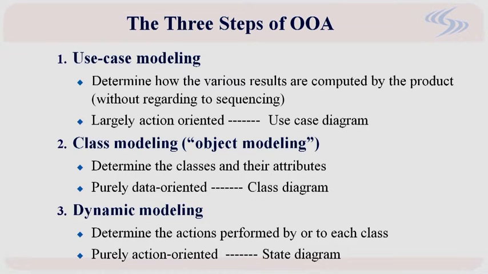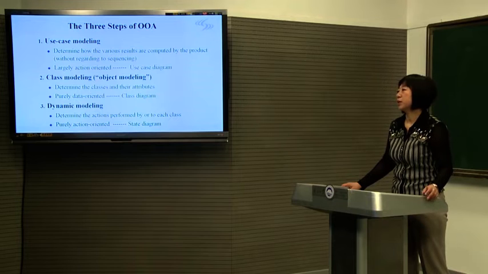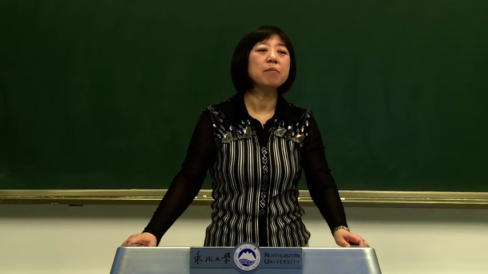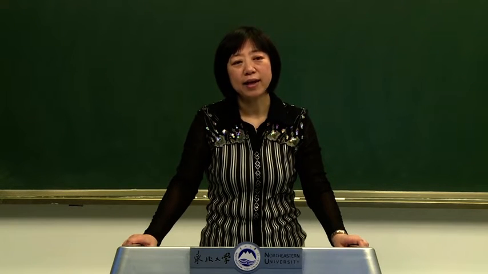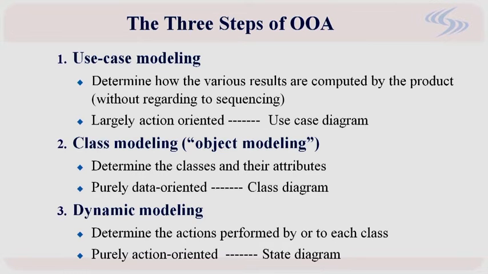Step 2, class modeling, also called object modeling, is to determine the classes and their attributes. It's purely data-oriented. And the product of class modeling is the preliminary class diagram. Step 3, dynamic modeling, is to determine the actions performed by or to each class. It's purely action-oriented. The product of dynamic modeling is the state diagram. Let's learn use case modeling first.